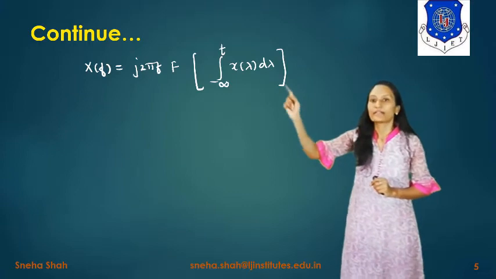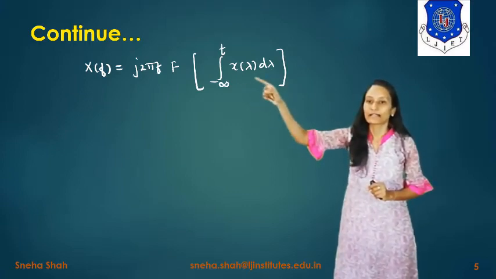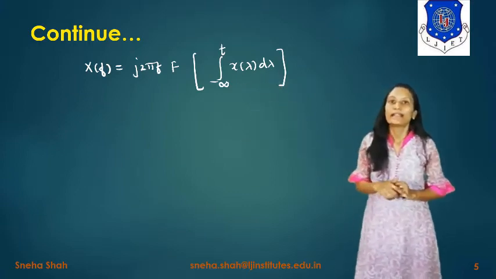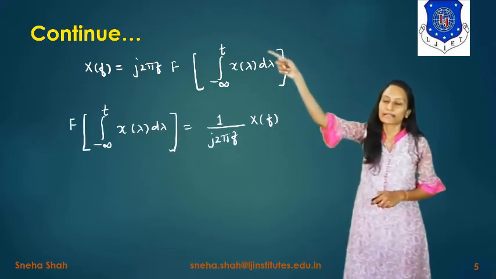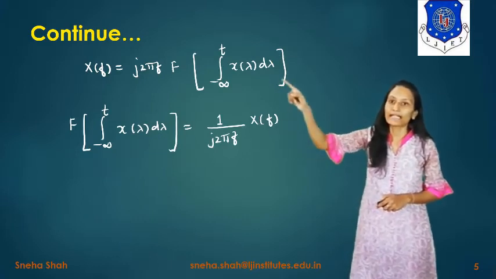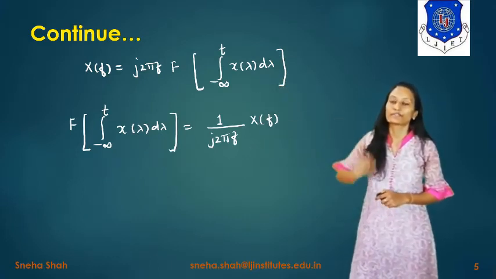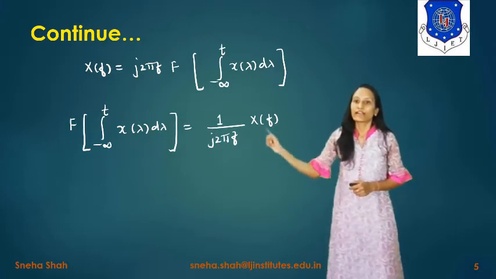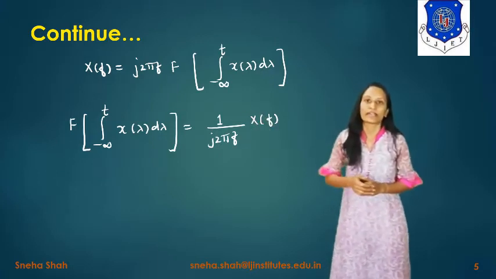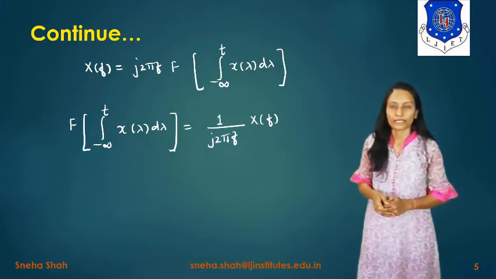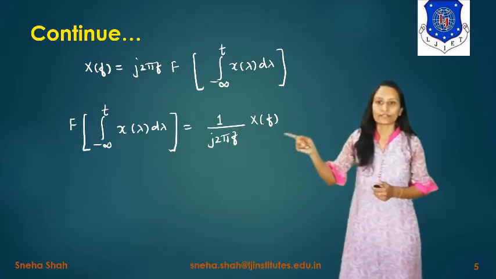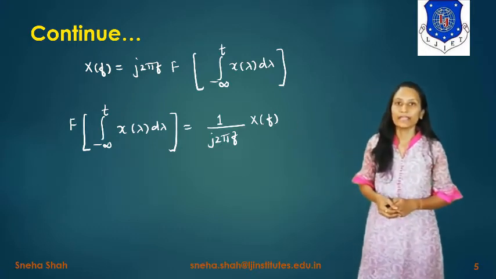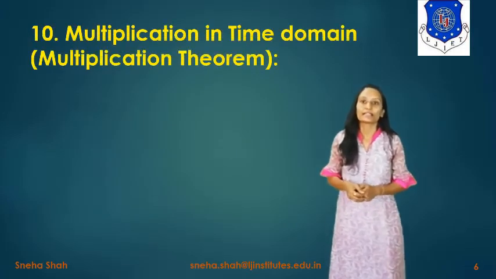Now from this, j 2 pi f goes to the left hand side. So it will give you that the Fourier transform of the integration from minus infinity to t of x of lambda d lambda equals X of f divided by j 2 pi f. So this way we can find the Fourier transform of the integration of any signal in the time domain. Corresponding to that, in the frequency domain, the signal will be X of f divided by the factor j 2 pi f. Now the next property is multiplication in the time domain.